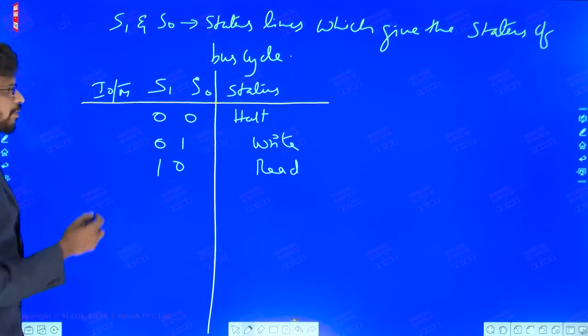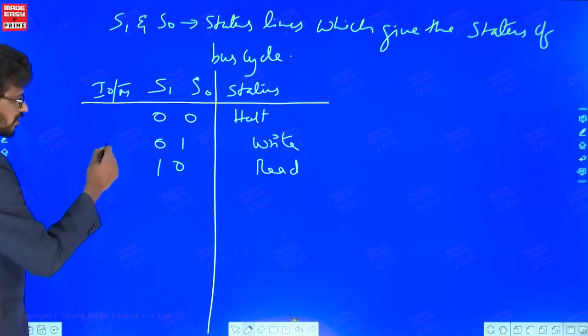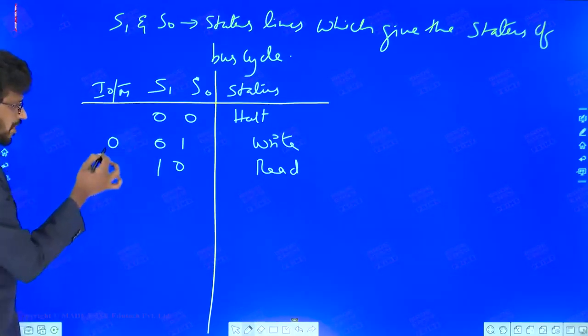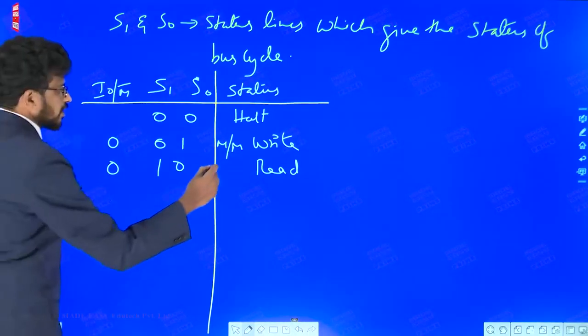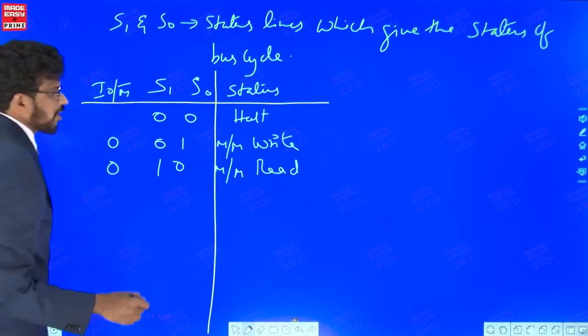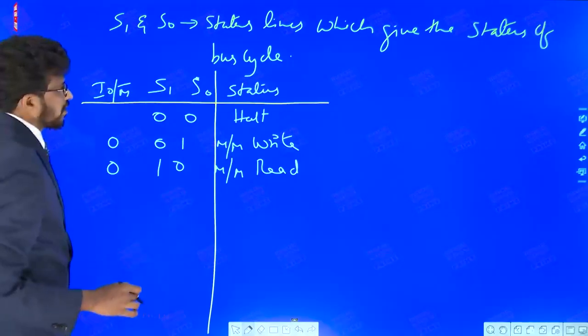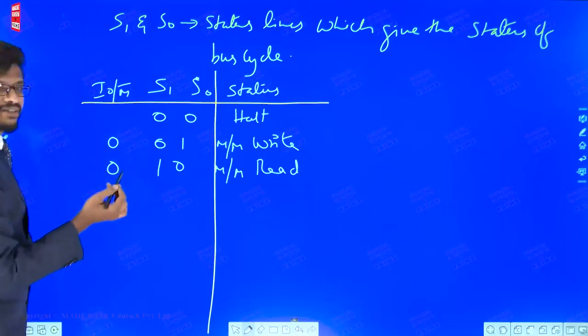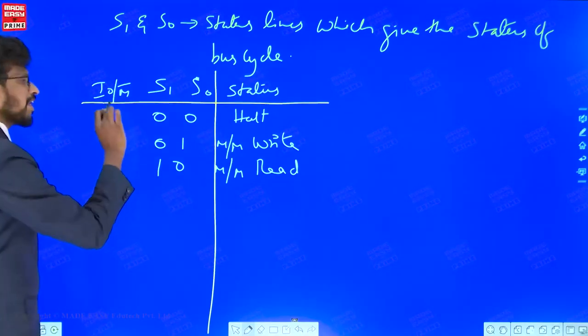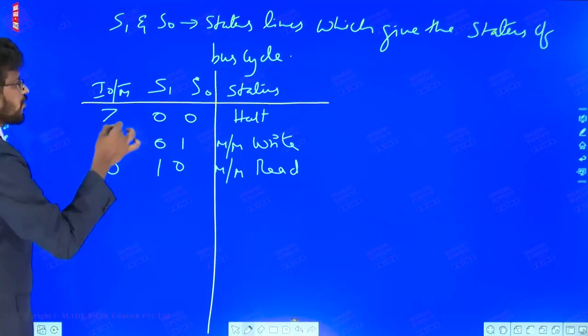How to find out that? By considering this one. If this is 0, then it is a memory write operation. So status is fixed. If it is 0, this is a memory read operation. Now tell me, when the processor has stopped the execution, is there any question of IO bar M bar? Because halt is neither a memory nor an IO operation. So we simply write Z.